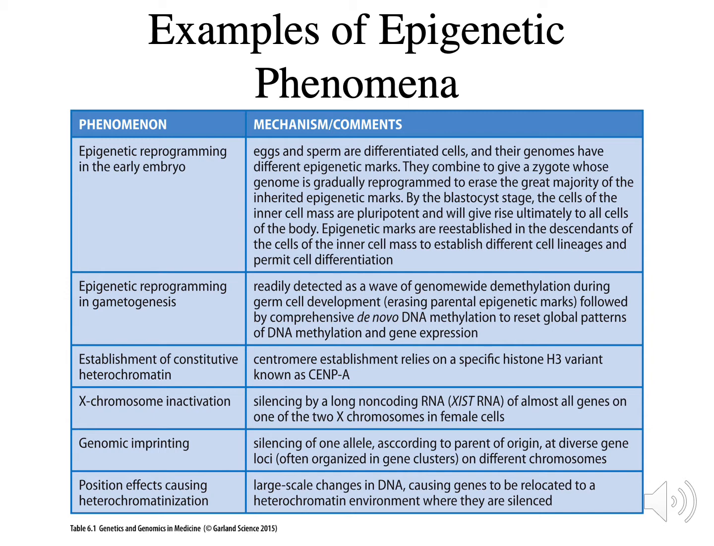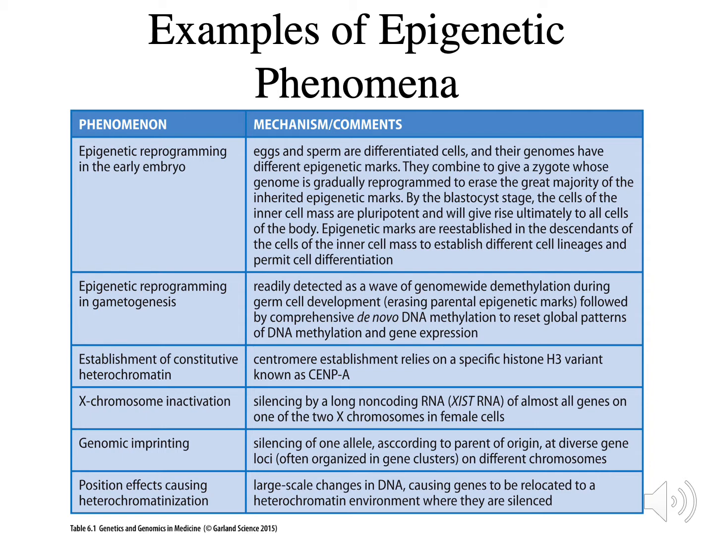Another example of epigenetic phenomena is the establishment of constitutive heterochromatin. So there are some genes that are constitutively not transcribed. They're constitutively silenced. So remember, heterochromatin is transcriptionally inactive. An example of that is centromere establishment, which relies on a specific histone H3 variant, CENP-A. And that is transcriptionally inactive. Another example is X chromosome inactivation.